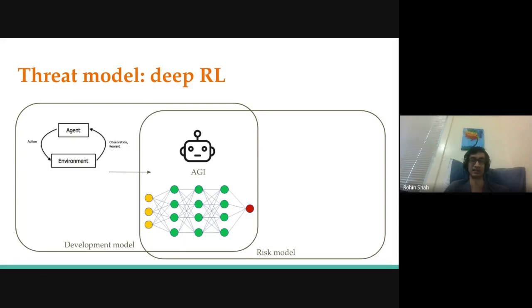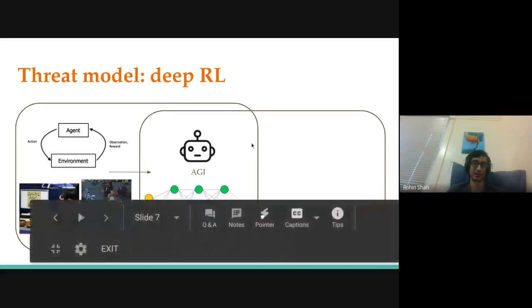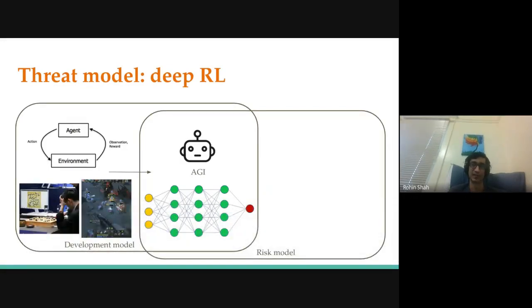And in support of this development model, we've seen that this deep RL approach has led to good results in Go and OpenAI and Dota, for example. So that's AlphaGo and OpenAI 5. Although the pictures are maybe a bit small to see that. So I feel like the development model side of this is certainly not a slam dunk, but it's at least a plausible approach to AGI.